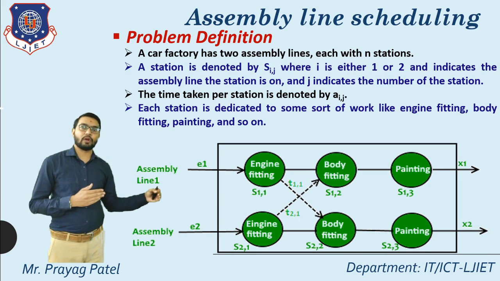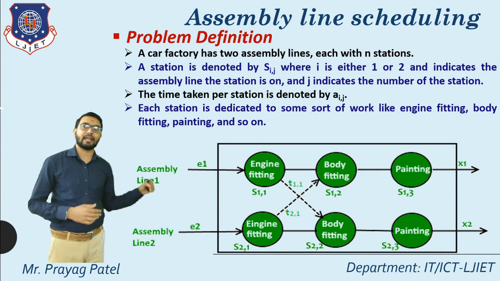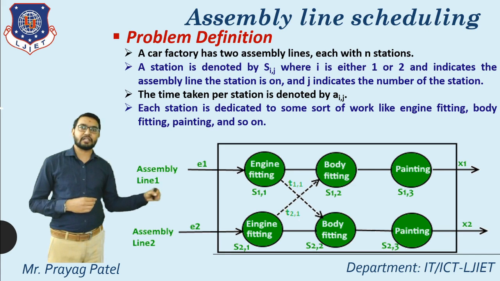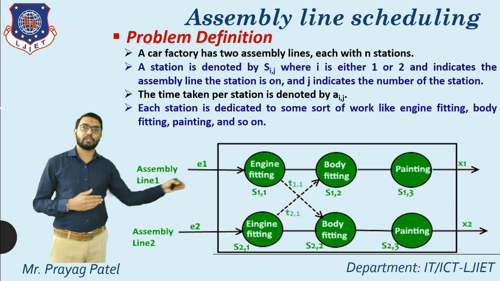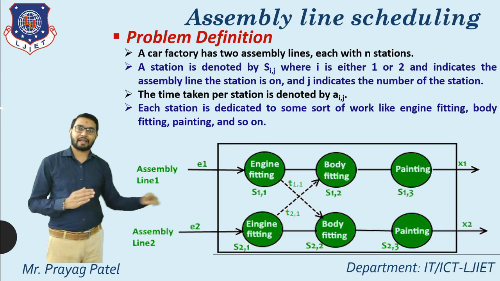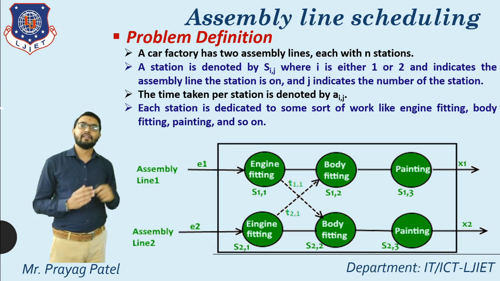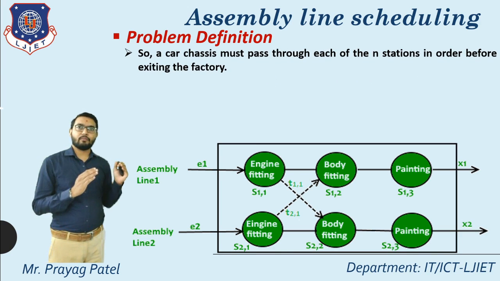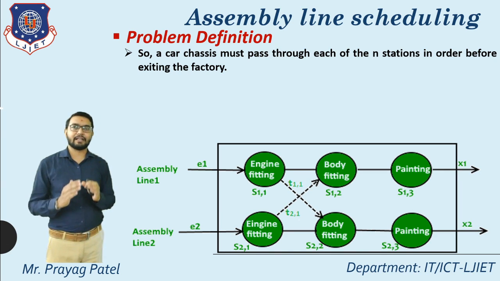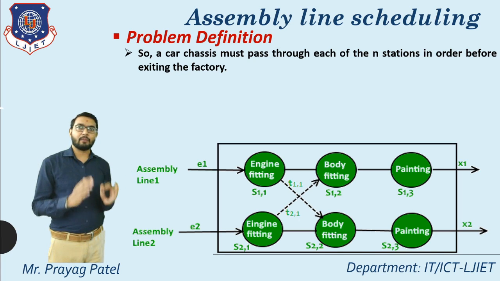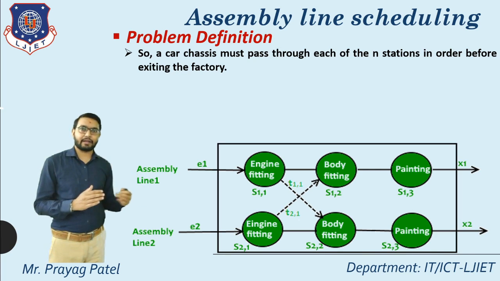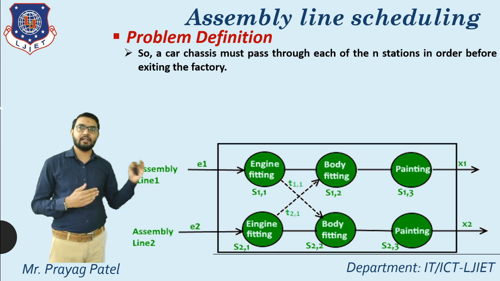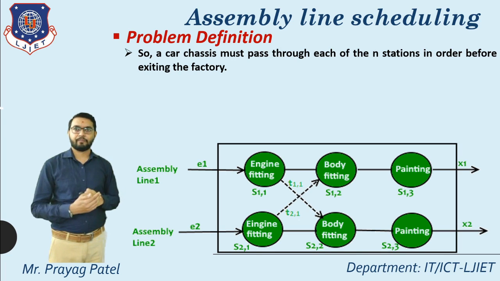In S21, the first digit 2 indicates the line number and the second digit indicates the station number. So here we have 21, 22, 23. The first component is 2 for the second line and 1 for the first line. Now a car chassis must pass through each of the n stations in order before exiting the factory. That means before the work is completed and it exits the factory, it must pass through the n stations. Here there are 3 stations, so it passes through these 3 stations.